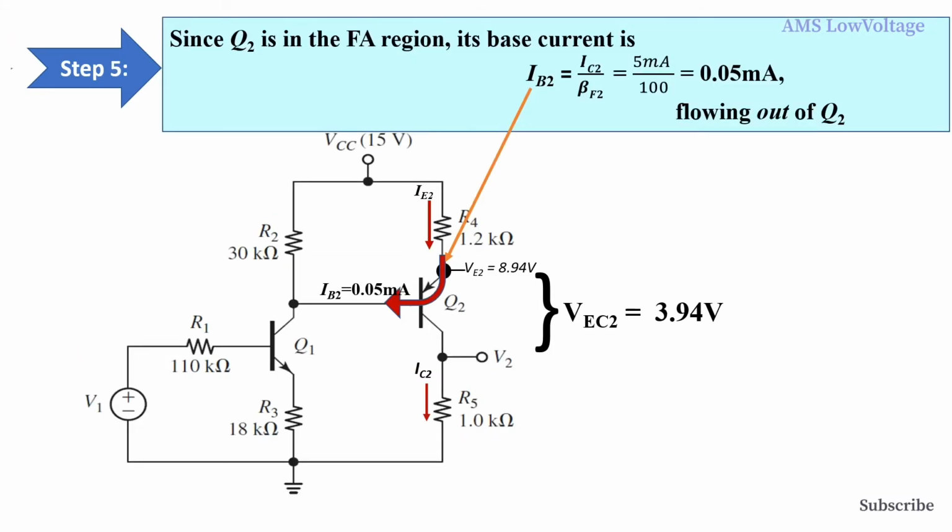Step 5. Since Q2 is in the forward active region, its base current is IB2 equals IC2 over beta F2. We know IC2 we found in the previous step, IC2 equals 5 milliampere. So we put this value in this equation, and finally we have found IB2 equals 0.05 milliampere, which is flowing out of Q2.